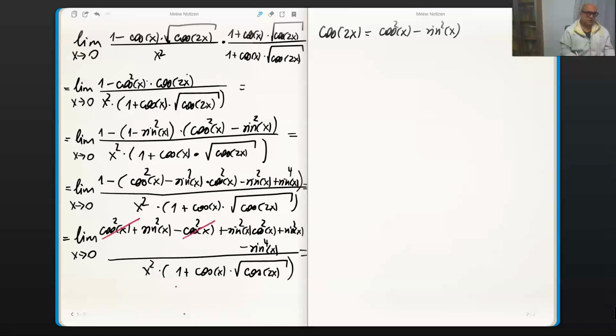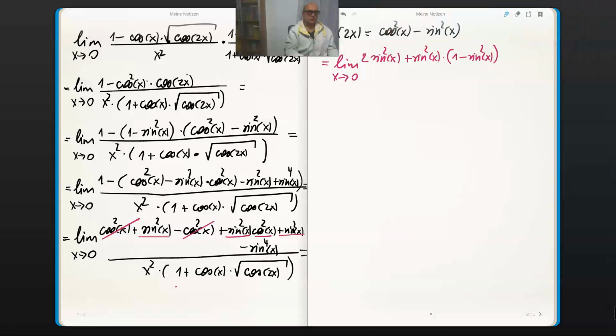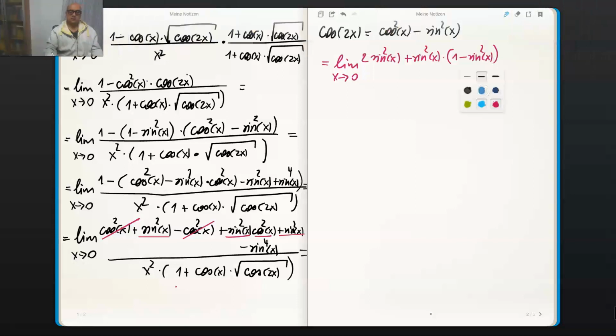Well, these two are gone, and these two are not gone, but they can be added, right? So we are getting here a limit x towards 0 of sine squared of x in the numerator. Now we still have sine squared instead of cosine squared, so let's write it as sine squared of x. Instead of cosine squared, we're just writing 1 minus sine squared of x. Alright, let's shift my picture away. And then we're still having minus sine to the power of 4 of x.